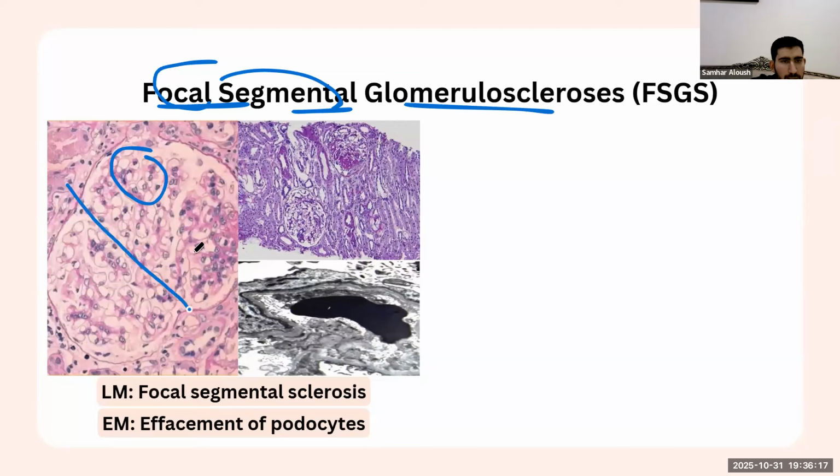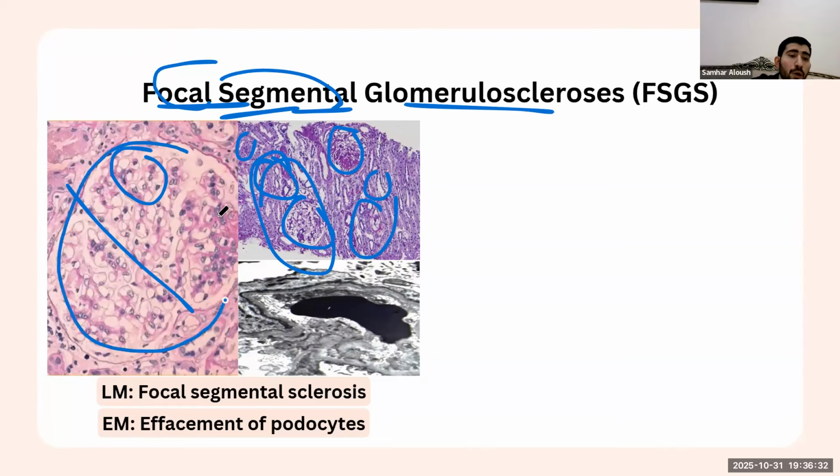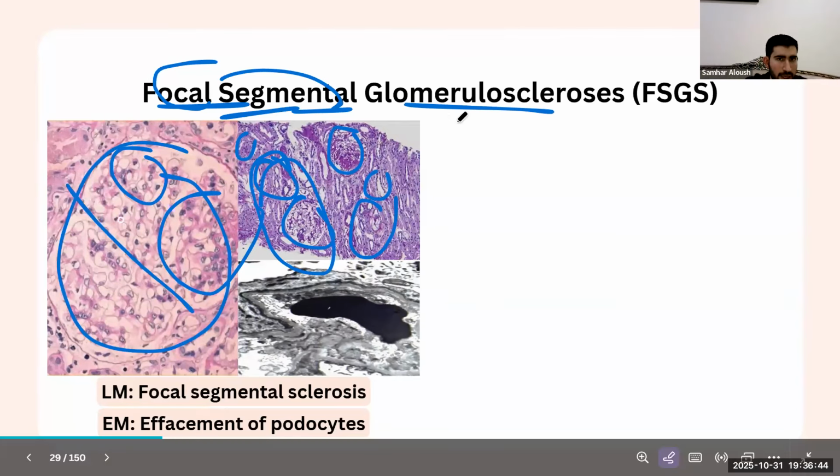If it's focal, let me explain again. So here we have many glomerula, like 1, 2, 3, 4, let's say. Focal means it's not in all of them, it's like in 1 or 2 of them. So maybe only these two. Segmental means it's not the whole glomerulus, it's like part of it. So focal, not all glomeruli, part of them. Segmental means segments of this affected glomerulus. So not the whole glomerulus is affected.